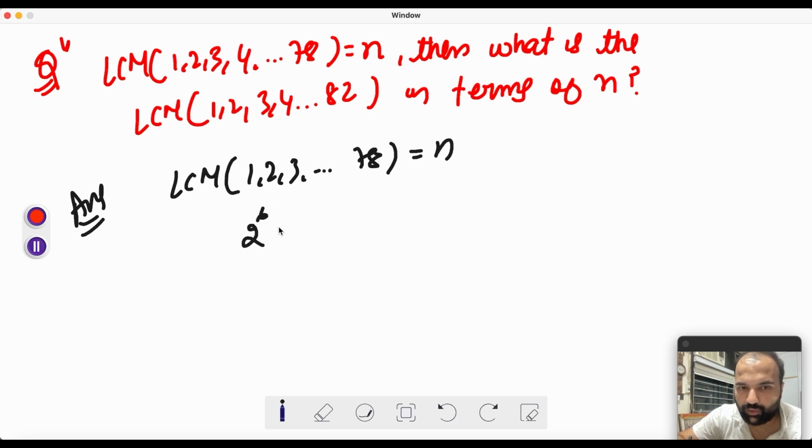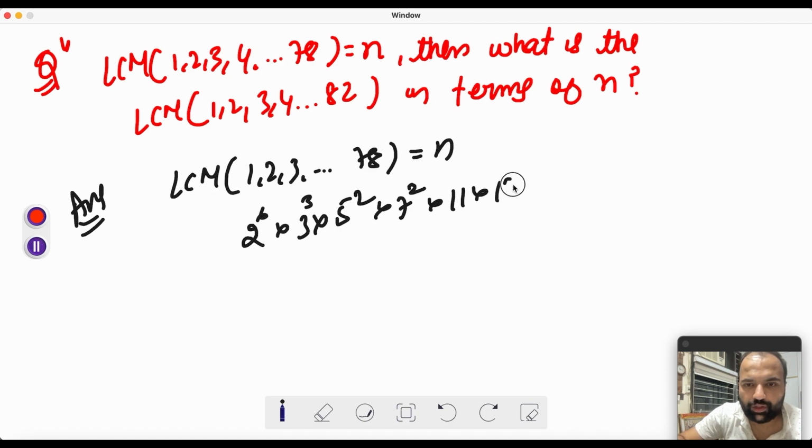For 3, we can't go to 3 to the power 4 because that would be 81, but it's already given here, so we can go for 27. And then 5 squared, 7 squared, 11 into 13. Why up to 13? Because 13 is a factor of 78. Okay, now from here we'll derive the LCM.